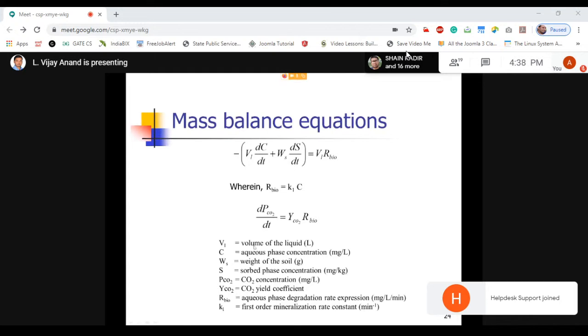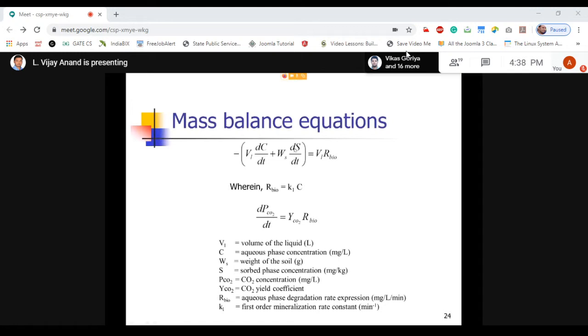And the equations that I mentioned are here, right? So through the Freundlich equations. And dC by dt here is the rate of change of concentration in the liquid phase. And R by O is the rate of degradation that is happening in the aqueous phase. And the yield of carbon dioxide is related by the Pmax parameter that's already been explained.